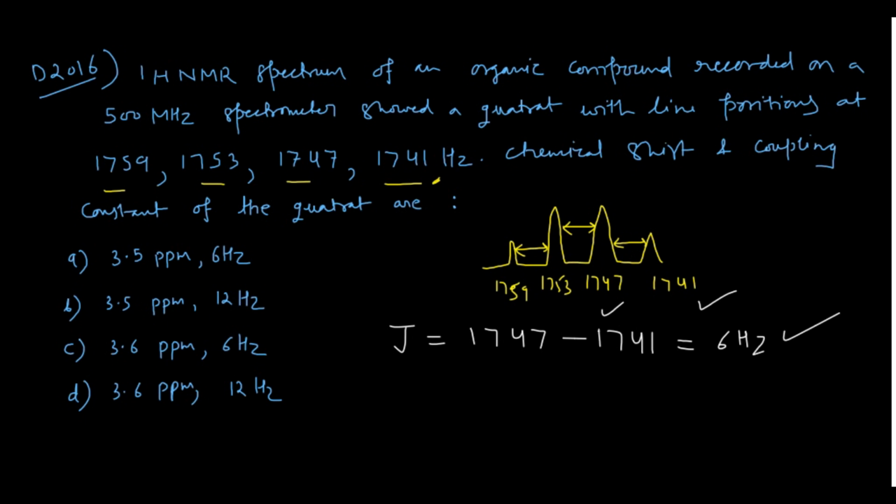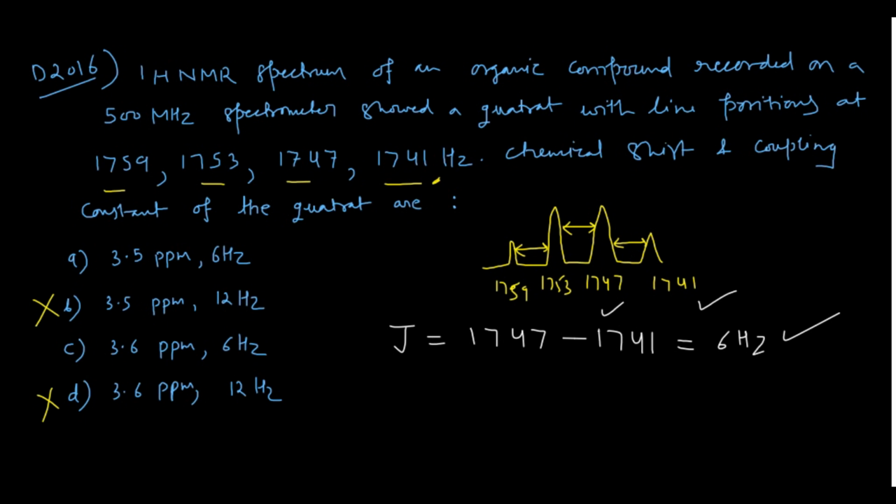Straightforward problem. Now you can see the options. A coupling constant of 6 hertz is given, so this may be the answer. But a 12 hertz coupling constant cannot be your answer. You can immediately discard this one. Similarly, 6 hertz could be the answer, but this 12 hertz cannot be. So option B and option D cannot be your answer. You have to select between option A and option C.